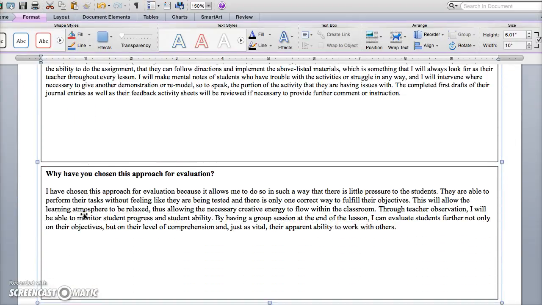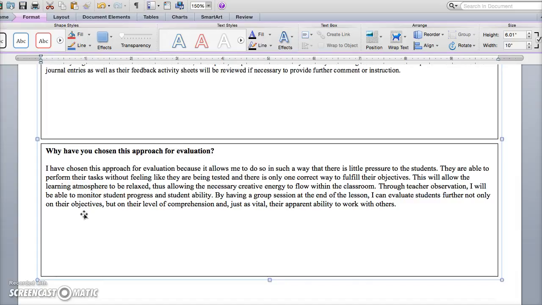I have chosen this approach for evaluation because it allows me to do so in such a way that there is little pressure to the students. They are able to perform their tasks without feeling like they are being tested and there is only one correct way to fulfill their objectives. This will allow the learning atmosphere to be relaxed, thus allowing the necessary creative energy to flow within the classroom.